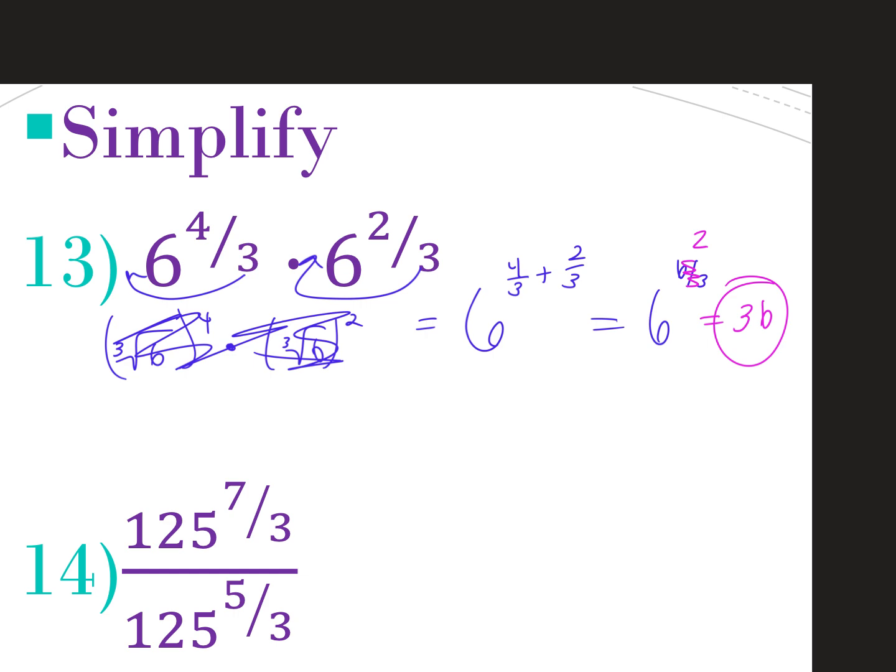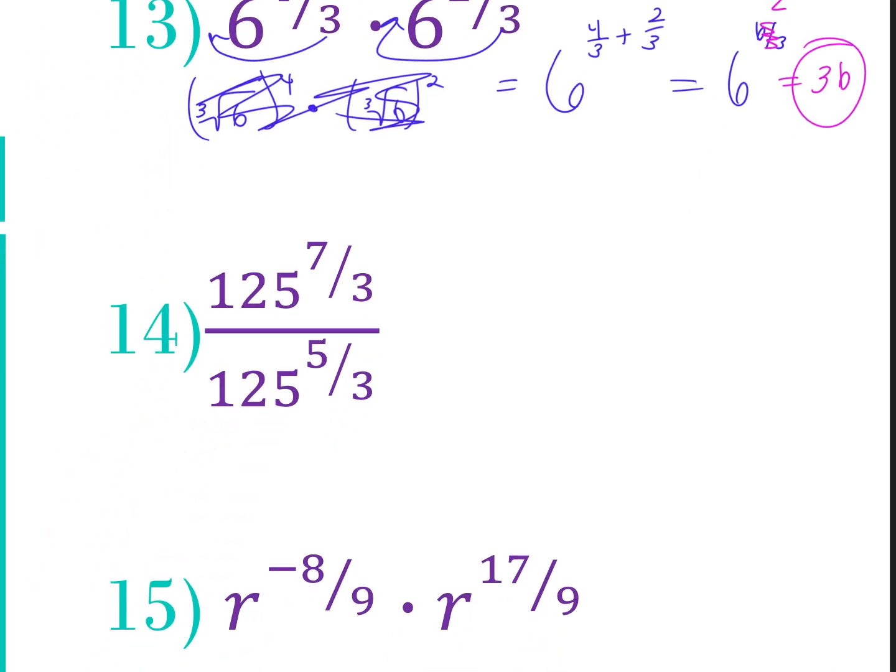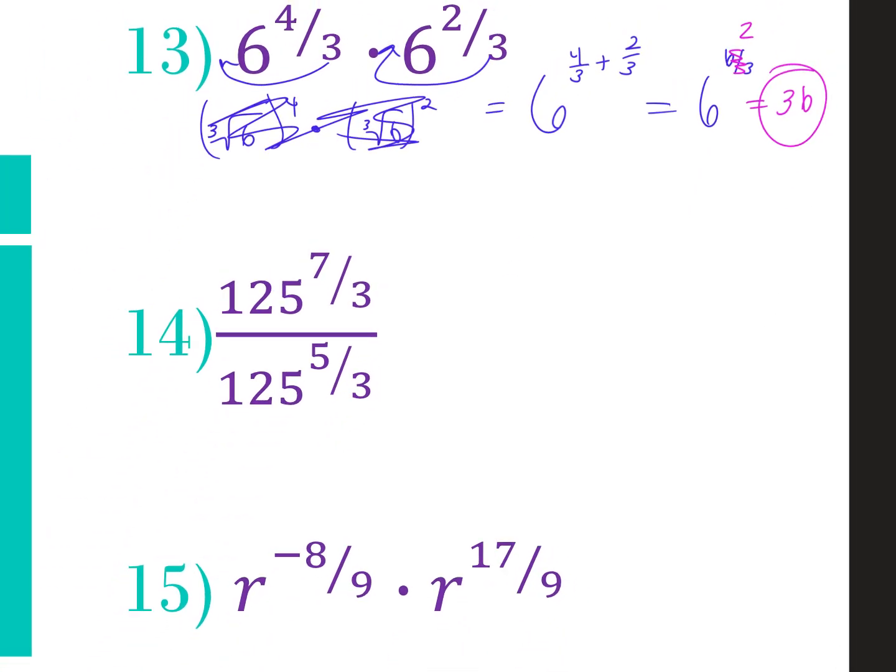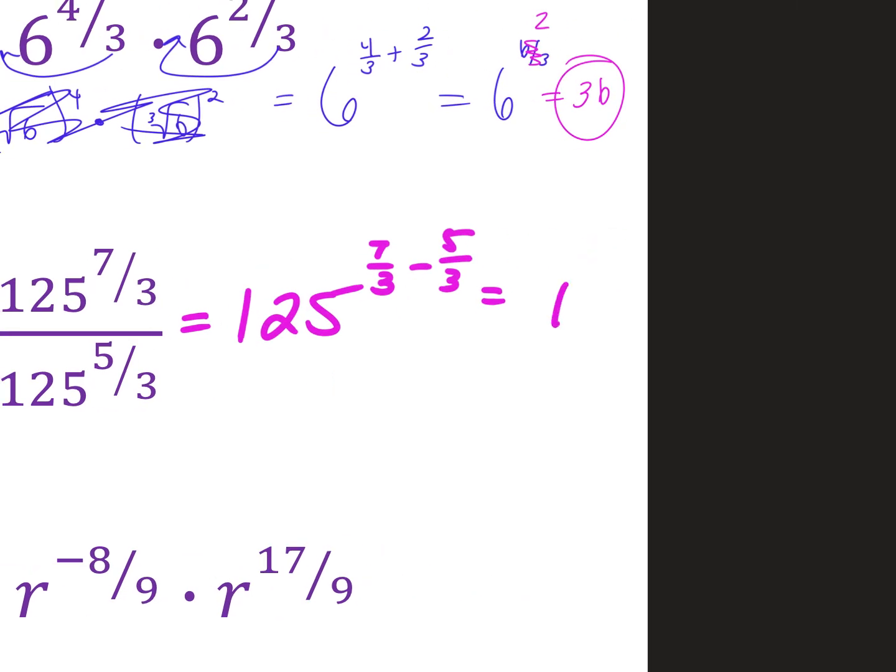All right, there are 2 ways to look at this one. What jumps out at you? It's a fraction. Okay, are there any negative exponents? No. Chase, what are you thinking? It's the same base. So we're going to rewrite the base and do what to the exponents? Subtract. So 7/3 minus 5/3 gives me 125 to the what? 2/3.